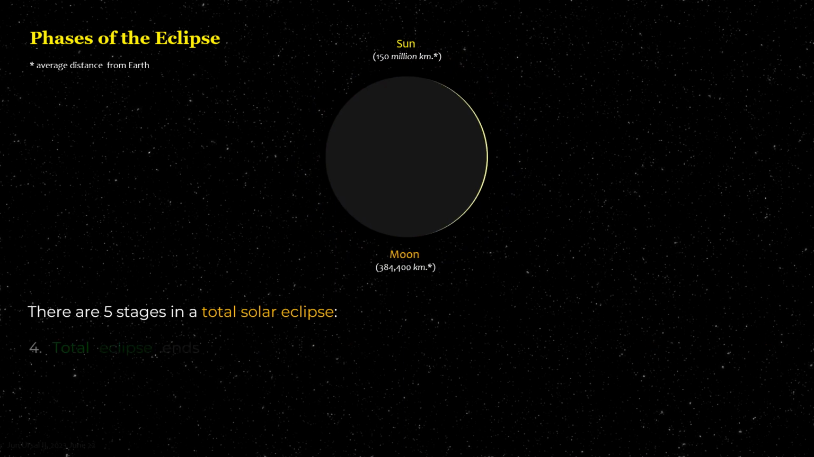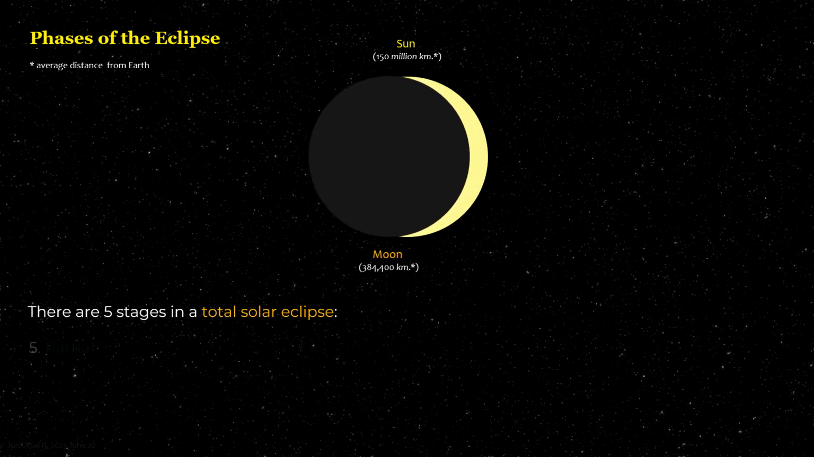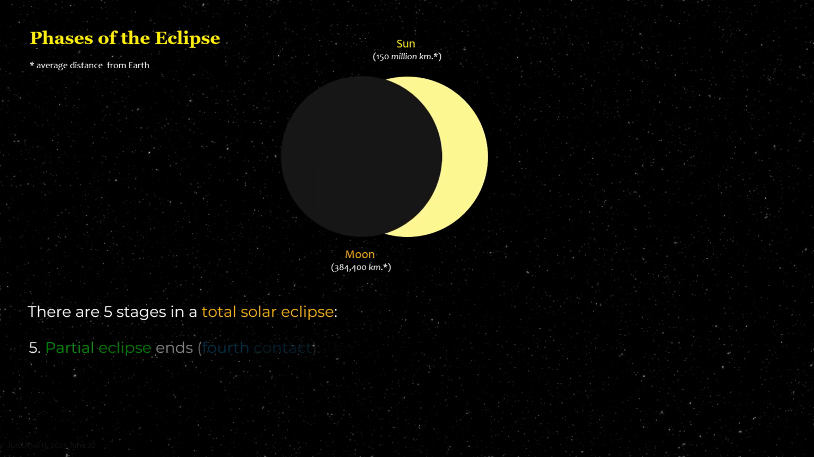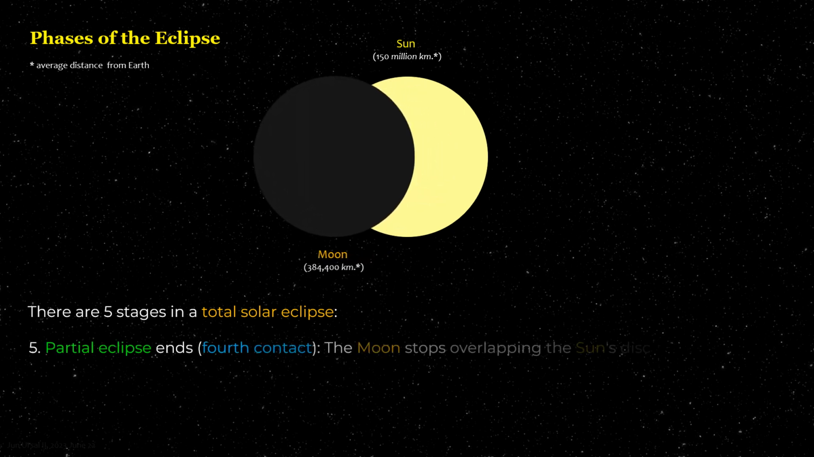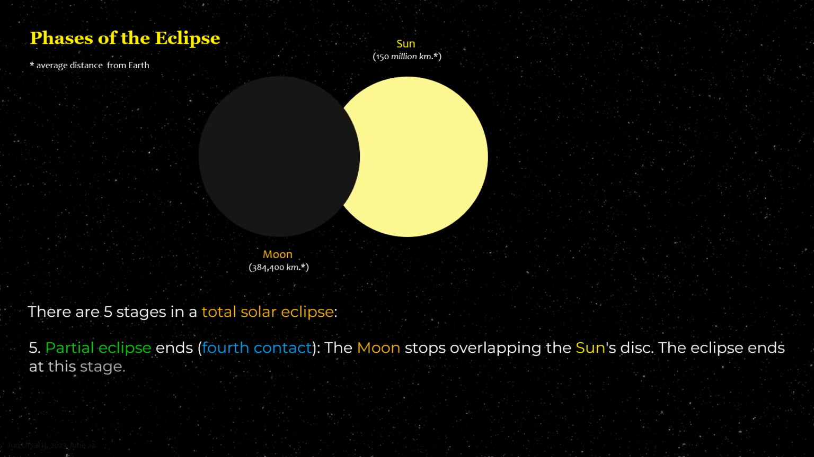4. Total eclipse ends. Third contact: the Moon's shadow starts moving away and the Sun reappears. 5. Partial eclipse ends. Fourth contact: the Moon stops overlapping the Sun's disk. The eclipse ends at this stage.